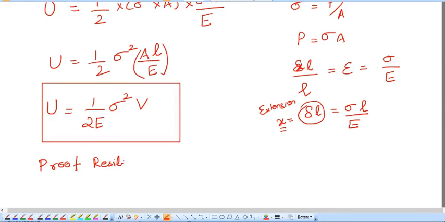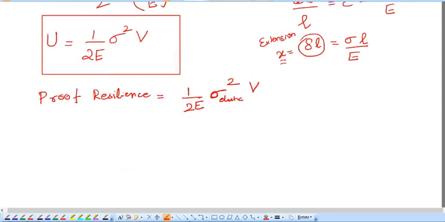So what is proof resilience? Proof resilience is the maximum strain energy stored in your body. So how can you calculate the maximum strain energy? The maximum strain energy can be calculated when the body is stressed up to the elastic limit. So instead of this stress value, I have to substitute the stress value at elastic limit. So this is your proof resilience.